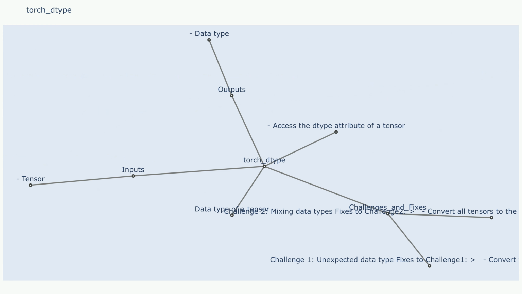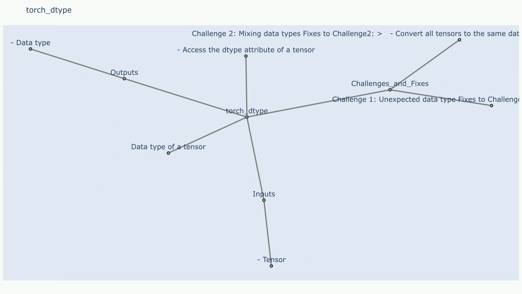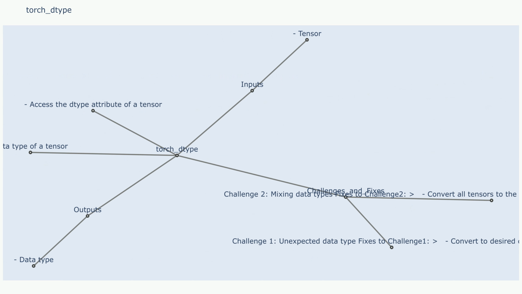torch.float64, double precision floating point numbers. This offers higher precision but is generally slower. torch.int64, 64-bit integers. torch.int32, 32-bit integers. torch.bool, Boolean values true or false. You can specify the data type of a tensor using the dtype argument in tensor creation functions, for example torch.tensor(data, dtype=torch.float32). You can retrieve the data type of an existing tensor using the dtype attribute.